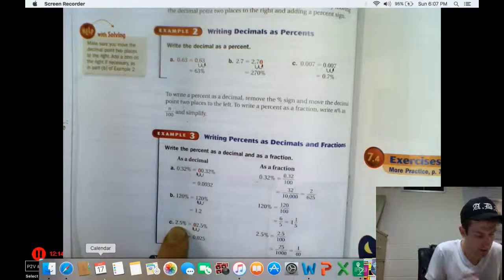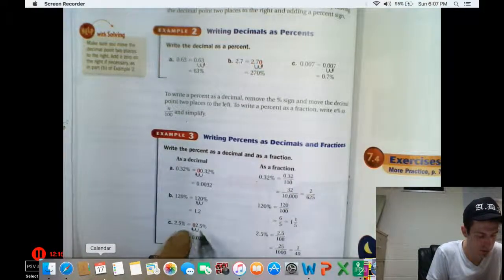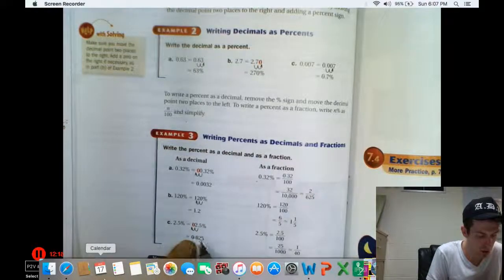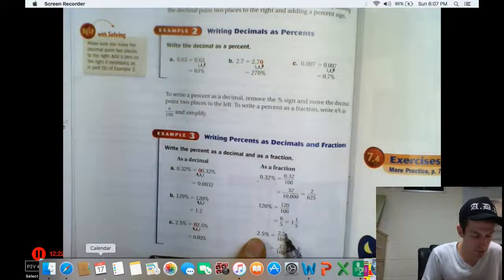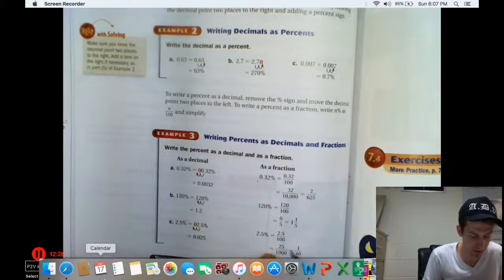2.5% as a decimal, just move it 2 places to the left, and you get 0.025 as a decimal. Percent, 2.5 out of 100. You can multiply by 10, top and bottom, to get 25 out of 1,000. Reduce that.